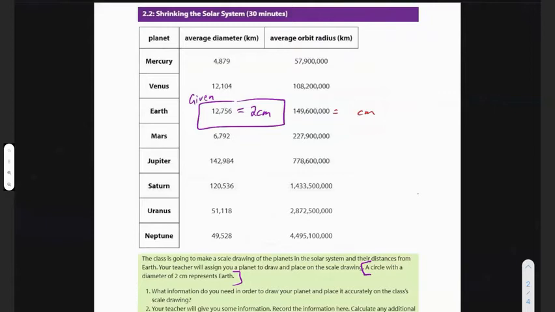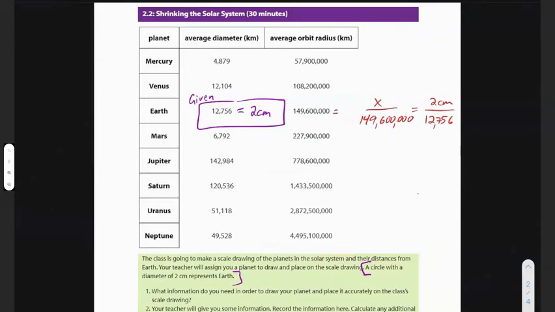the 149,600,000 kilometers would be. So how do I do that? This is what I would do. Again, we're looking for how many centimeters for the orbital path for Earth. We know that in kilometers, it's this many millions of kilometers. And we know that 2 centimeters represents the 12,756. So I'm just going to cross multiply with my calculator, the mutilator of numbers.